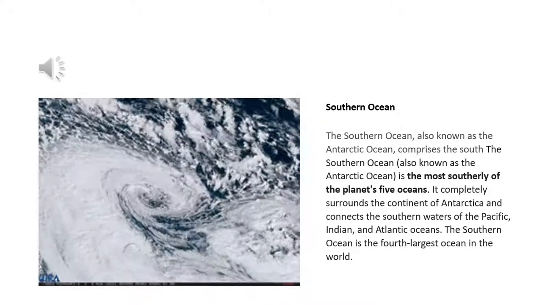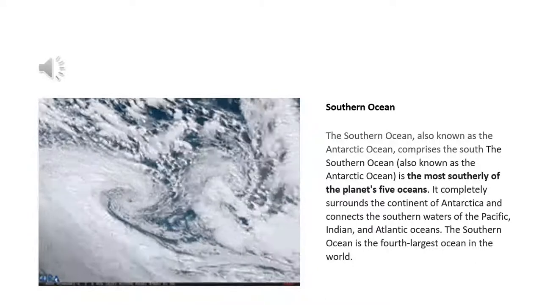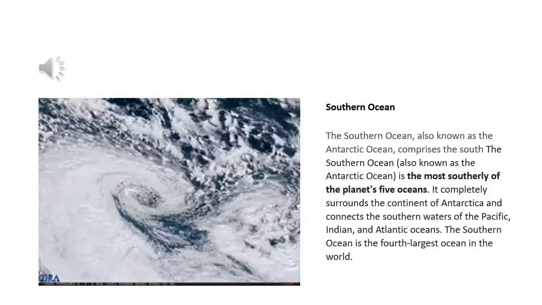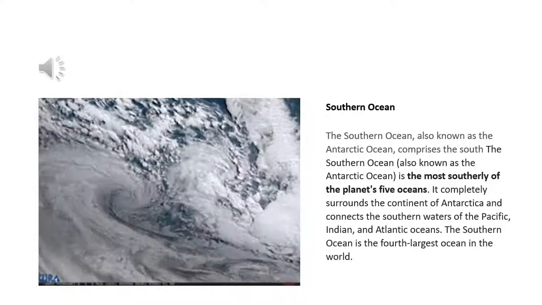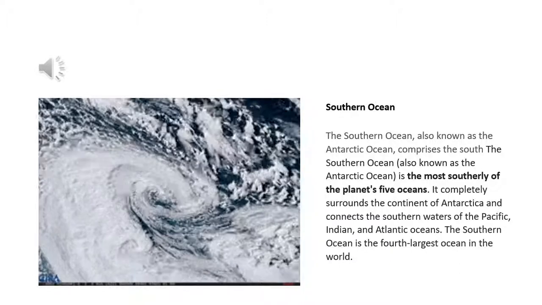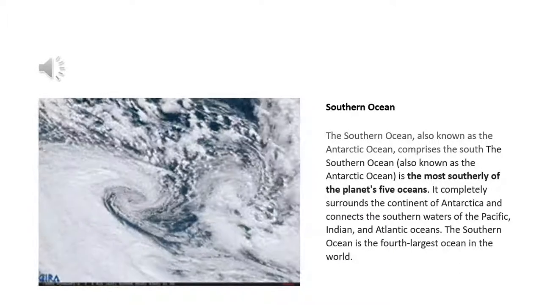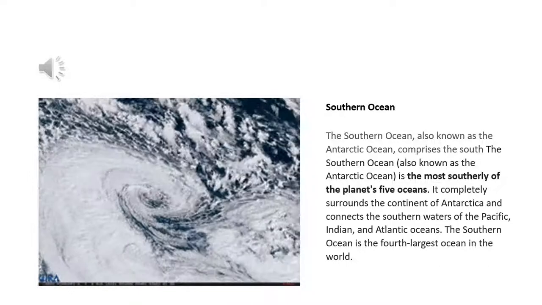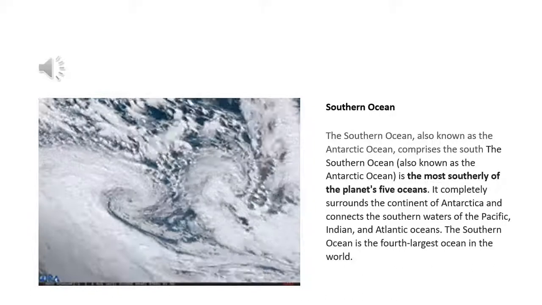Southern Ocean. The Southern Ocean, also known as the Antarctic Ocean, is the most southerly of the planet's 5 oceans. It completely surrounds the continent of Antarctica and connects the southern waters of the Pacific, Indian, and Atlantic Oceans. The Southern Ocean is the 4th largest ocean in the world.